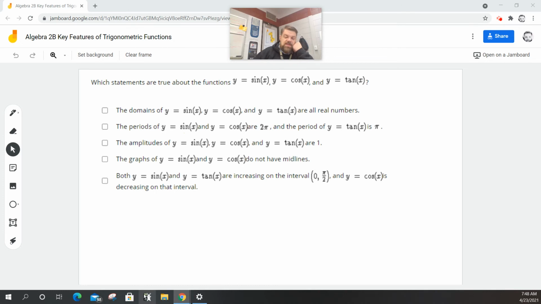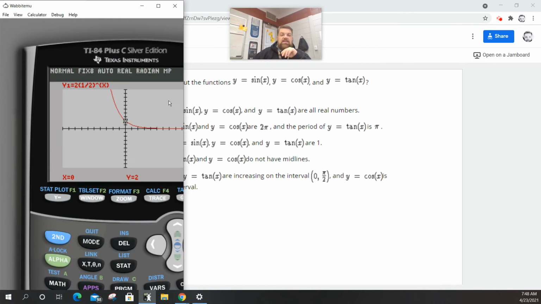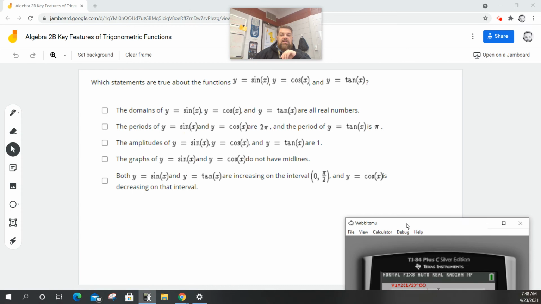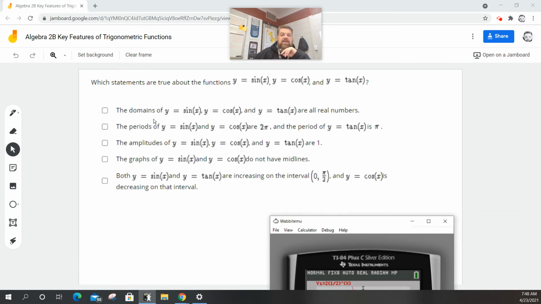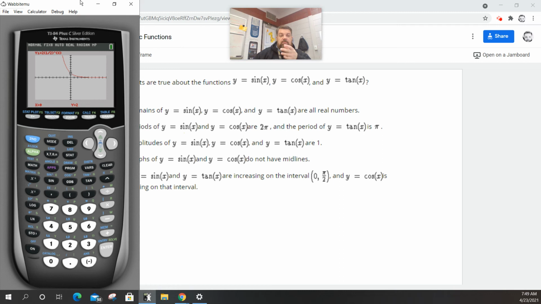So this one says, which statements are true about sine, cosine, and tangent? And then it talks a lot about the domains and the periods, the amplitudes, and we're supposed to check off the ones that are accurate or true. Okay. So what I'm gonna do is let's graph them and then we'll look at that.